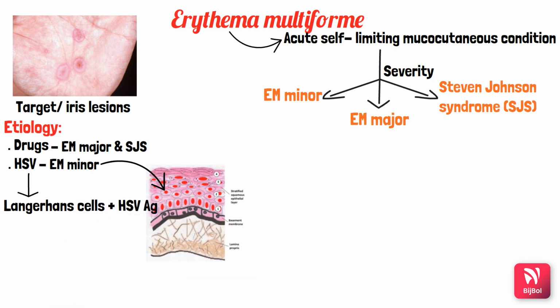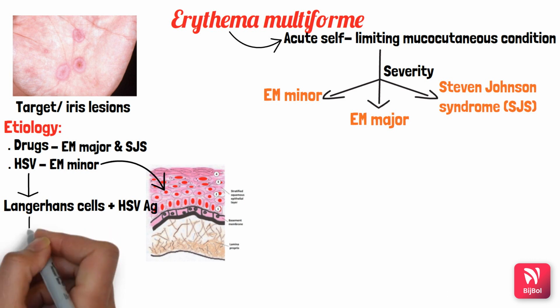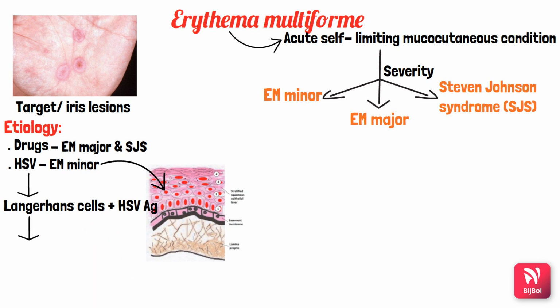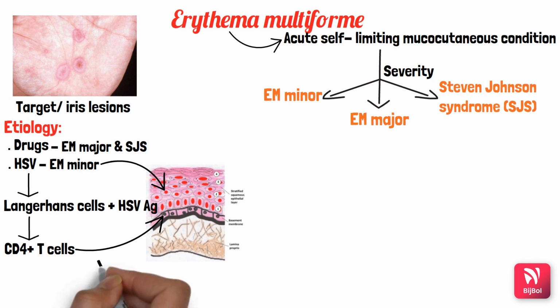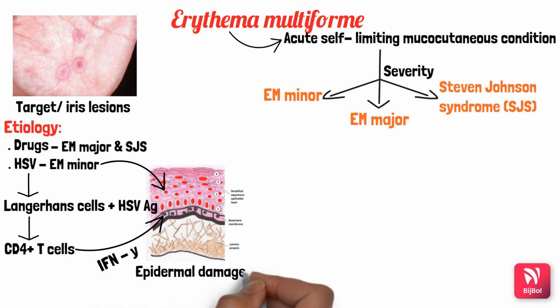As antigen presenting cells, they will take up this HSV antigen, go to the lymph node and present it to CD4 plus T lymphocytes. The CD4 plus T lymphocytes will get activated and move to the site of antigen, that is towards our epithelium, wherein they will start to produce a cytokine called interferon gamma, which causes epidermal damage. So this kind of erythema multiforme is called herpes associated erythema multiforme. Other than drugs and herpes simplex virus, even mycoplasma is supposed to be one of the etiological factors.